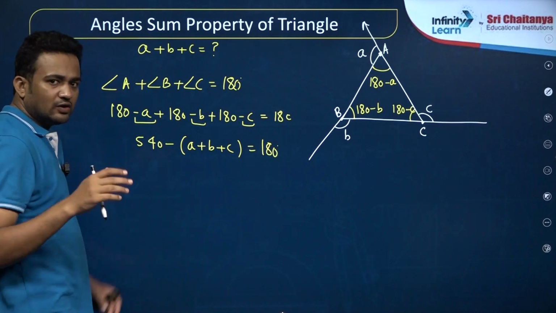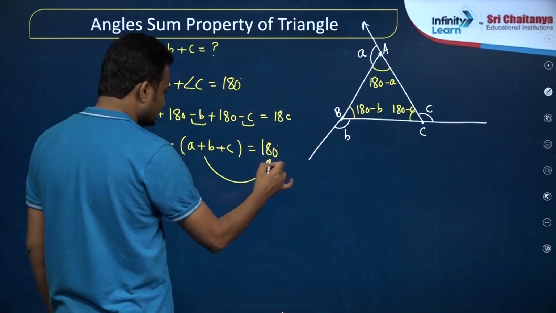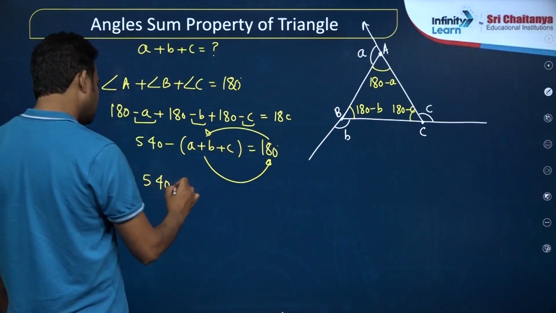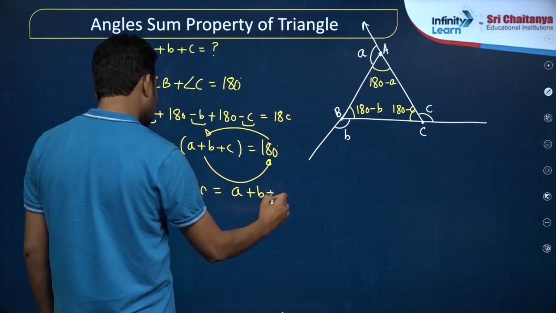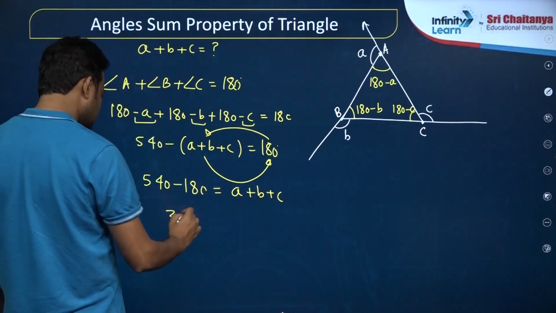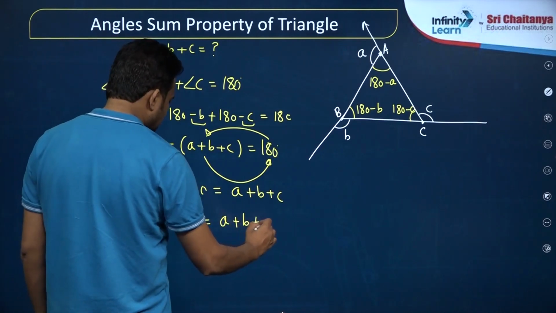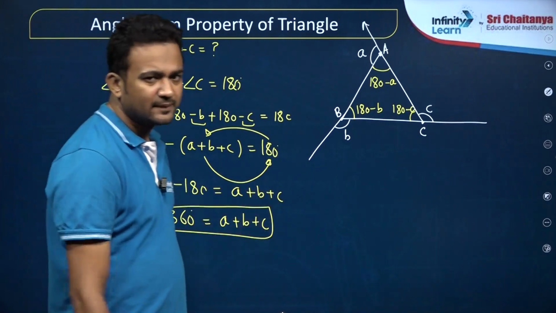Since we have to find the value of A plus B plus C, what I will do, guys, simply, I will shift this term here and this constant here. So 540 minus 180 gives the sum of the exterior angles, which is 360. So the sum of the three exterior angles of a triangle is 360 degrees, right?